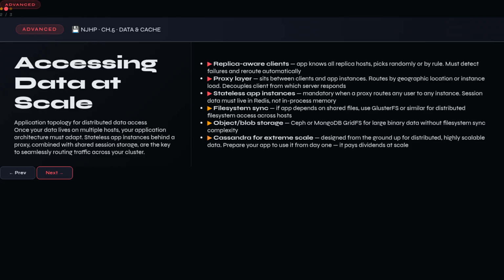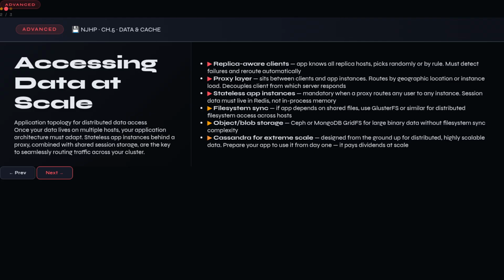Choosing the right underlying data technology matters enormously for this topology. If your application depends on a file system, shared files between instances, you need synchronization between hosts, which is non-trivial. GlusterFS is one option for distributed file system access. If you need object or blob storage, Ceph or MongoDB's GridFS are natural fits. If you need a highly scalable data storage server that is designed from the ground up for distributed access at massive scale, Apache Cassandra is the recommendation the book makes explicitly. Prepare your application to use it from day one, and you will not regret it.